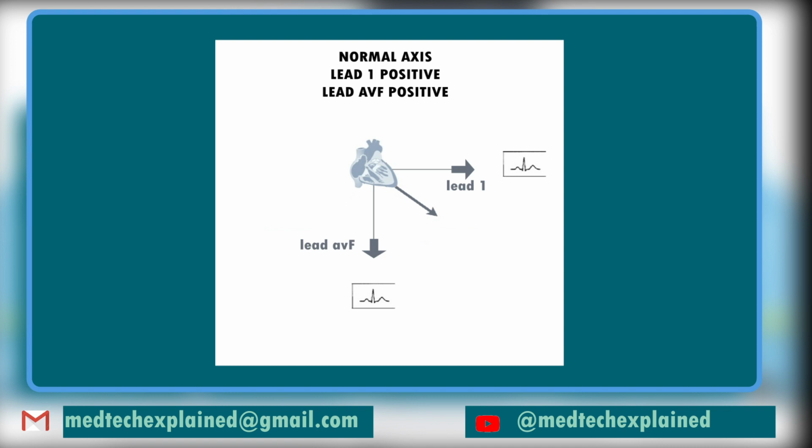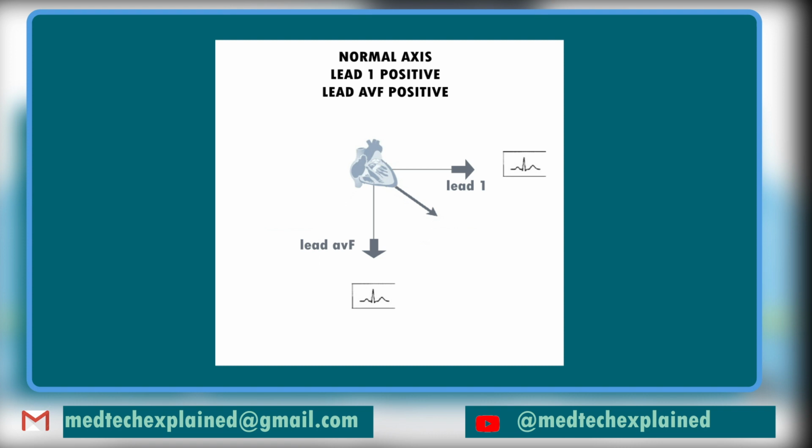This means that lead 1 should see the current coming left towards it and draw a positive QRS wave, and lead AVF should also see the current coming down towards it, and it should also draw a positive QRS wave. So normally, lead 1 and lead AVF should both have positive QRS waves, and this represents a normal heart axis.